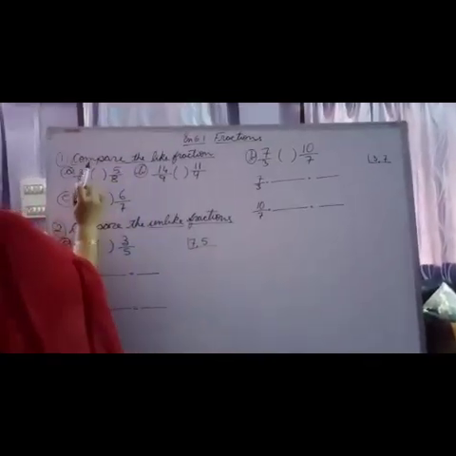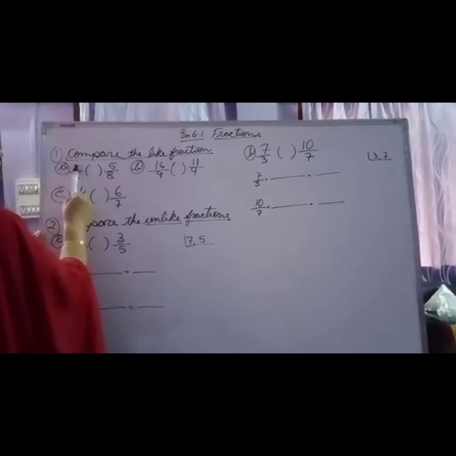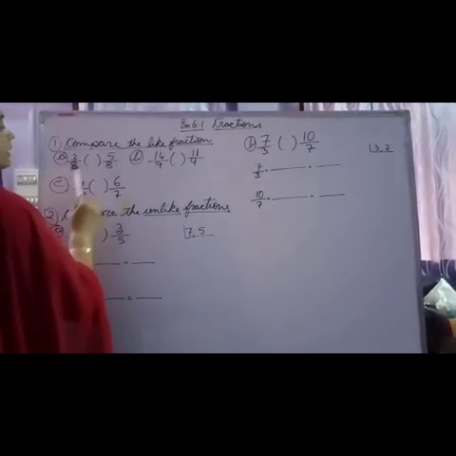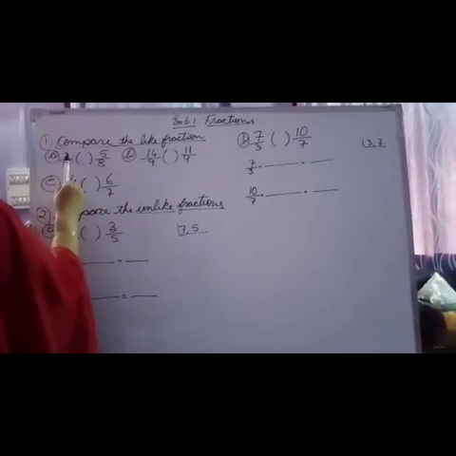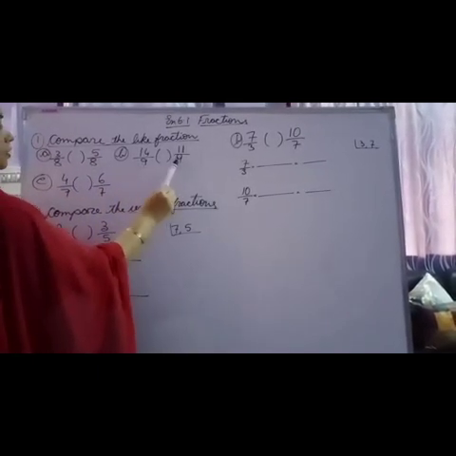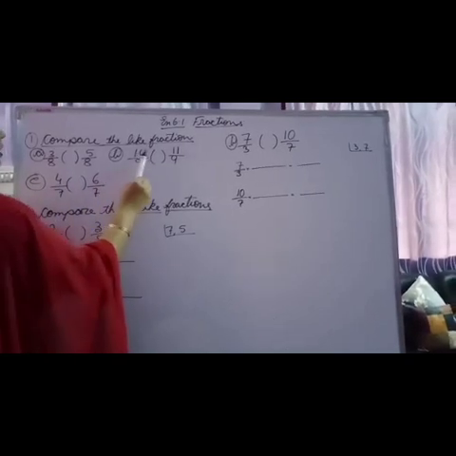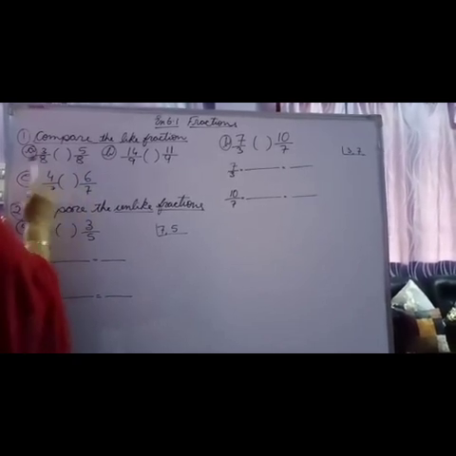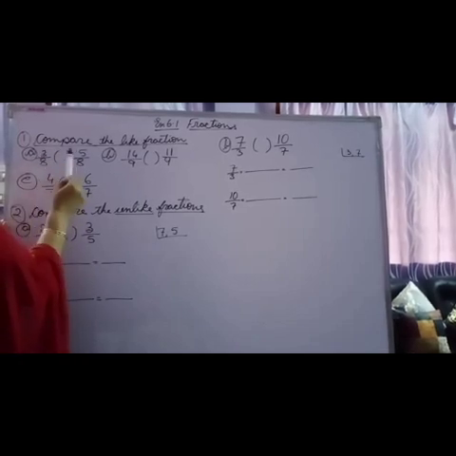When you are asked this question, compare the like fractions. Now here you see the question: 3 by 8 you have to compare with 5 by 8. Here the denominators are same and the numerators are different. So everywhere we are looking that the denominators are same and the numerators are different. If they have the same denominator, we will just compare the numerator, that means this top number.